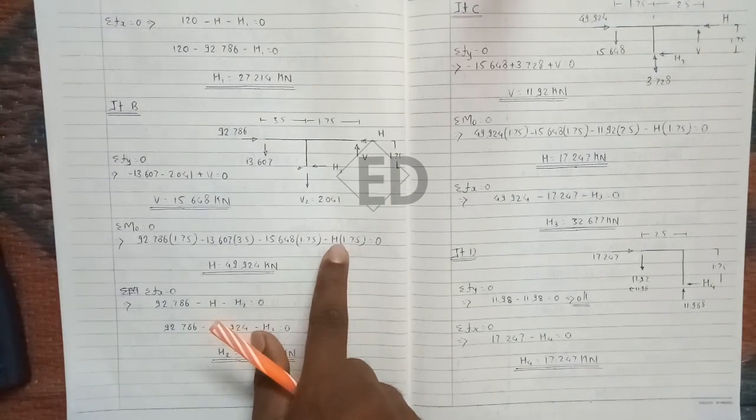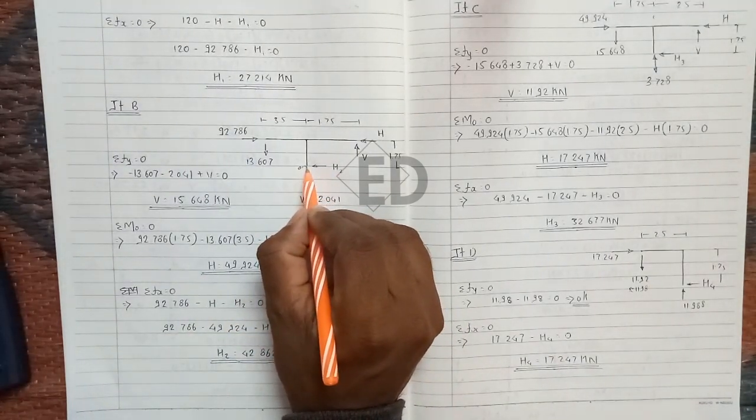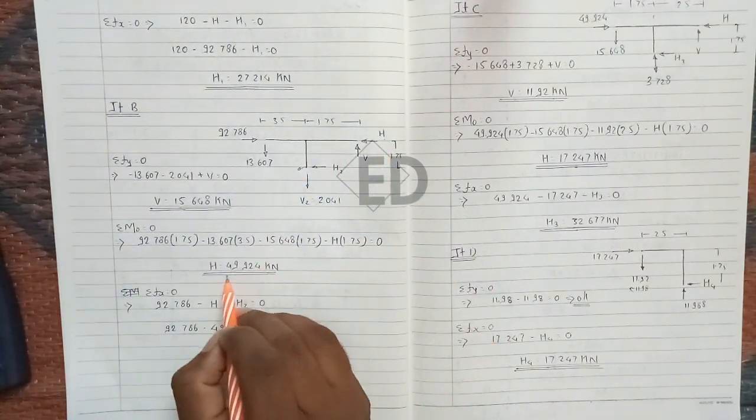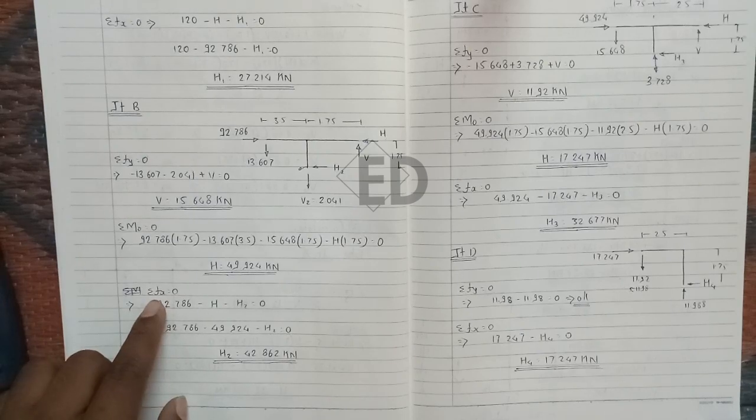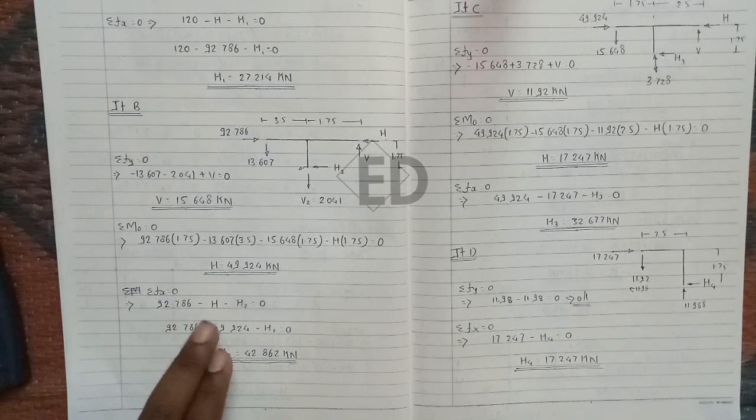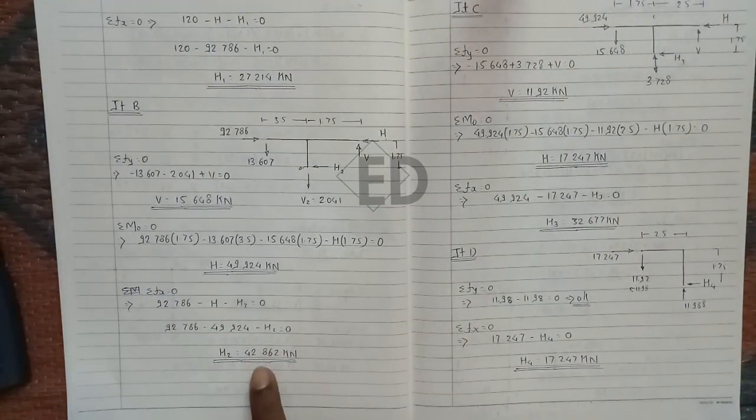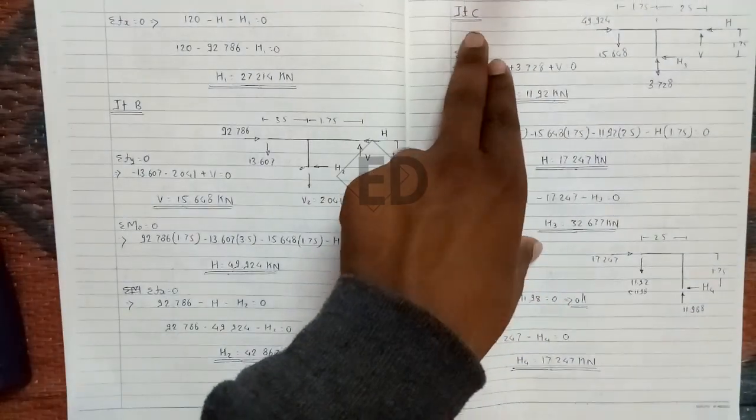We directly get H1, that is only one unknown, because if I apply moment equals to 0, H2 becomes 0, only one unknown. I directly get the value of H1 equals to 49.924 kilonewton. And after the third step, that is summation of Fx equals to 0, we get H2 equals to 42.862 kilonewton. Just same. So now also consider joint C.